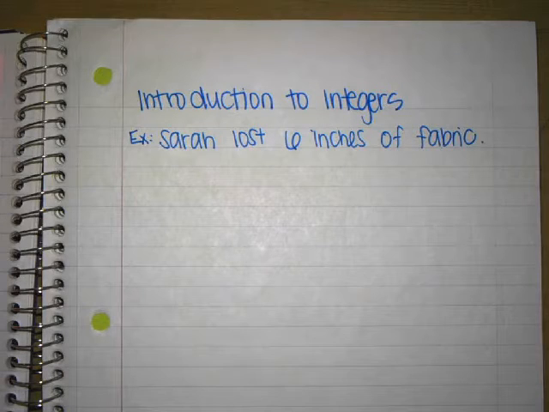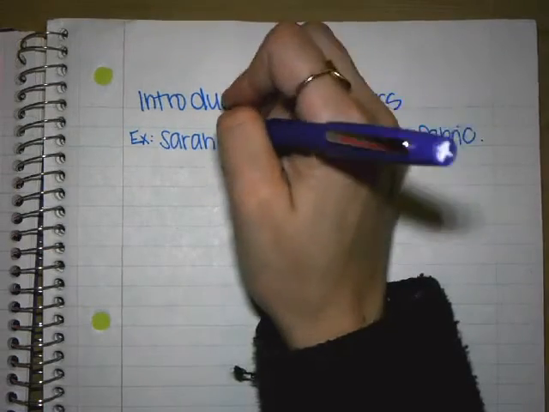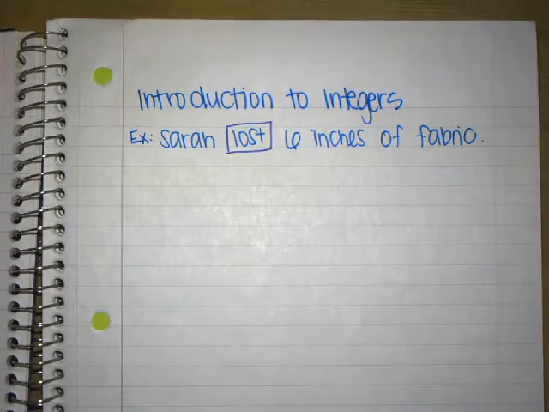Everyone write that down for me. Sarah lost 6 inches of fabric. Circle the key word that would tell you if this is a positive number or a negative number. What do we circle, everyone? Lost. Excellent.